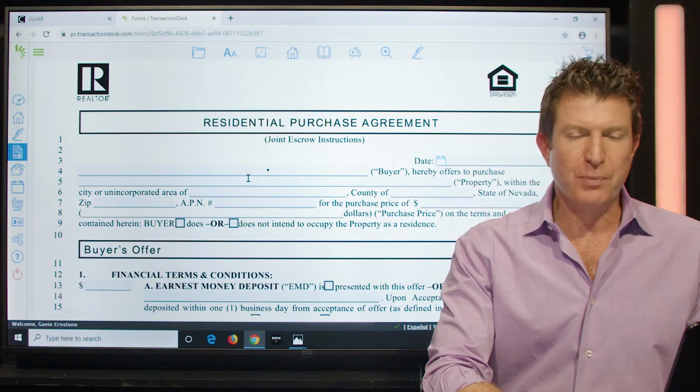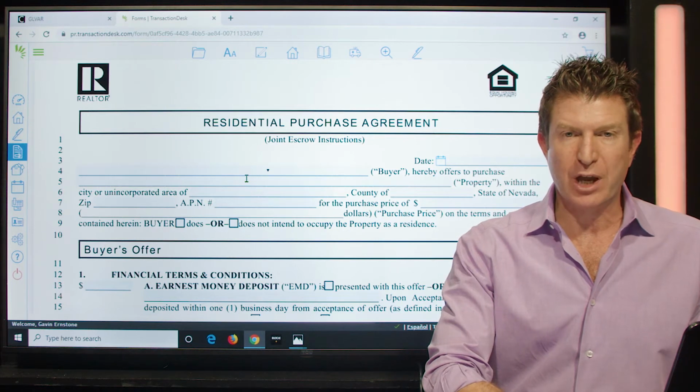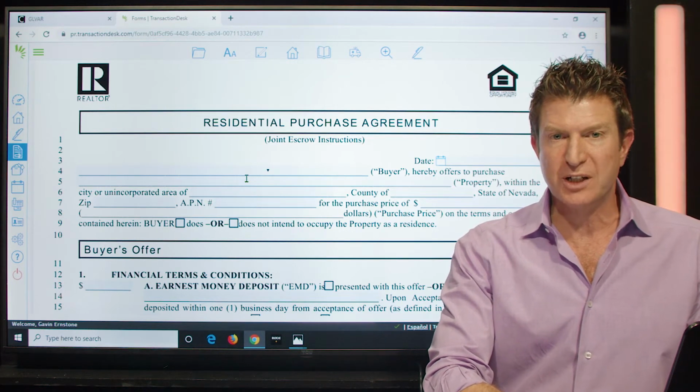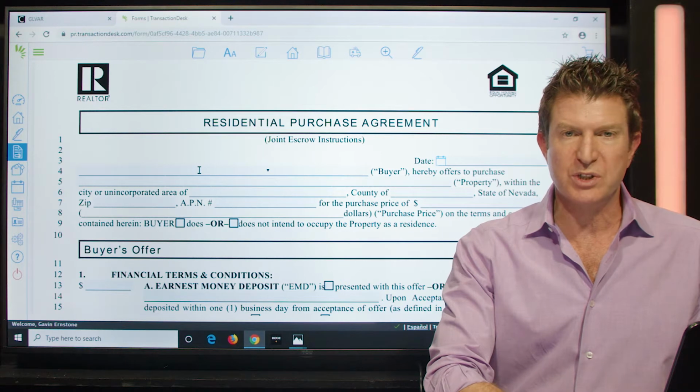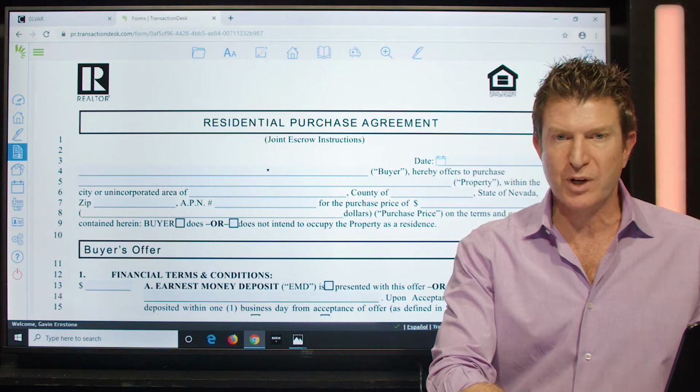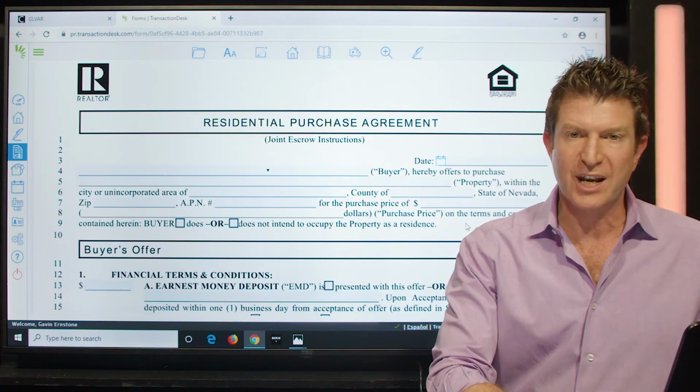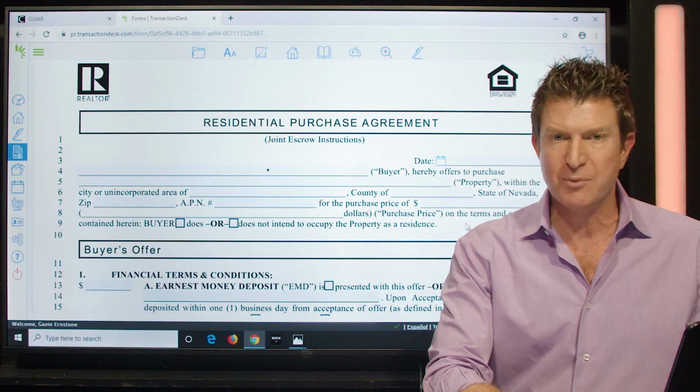And then this is where your buyer's information goes in as to how they're buying the property. If they're buying the property in the name of a trust or an LLC, that's what goes in here. Otherwise, it goes in their personal names. If they're husband and wife, both of their names need to go in here and they both need to be signing.